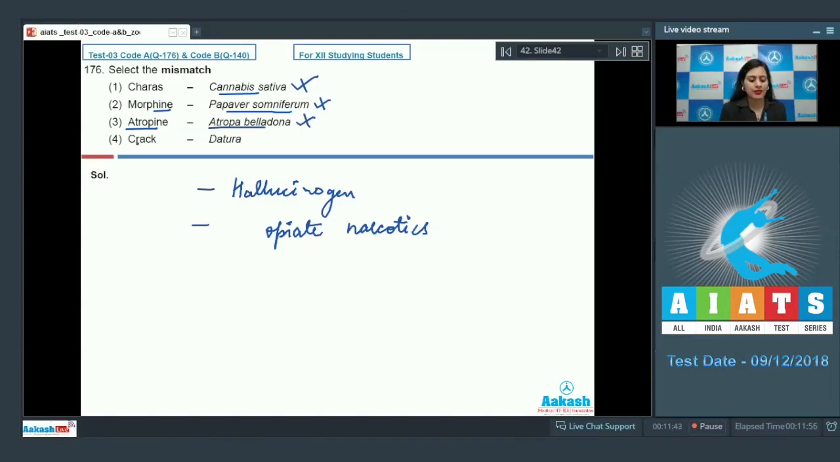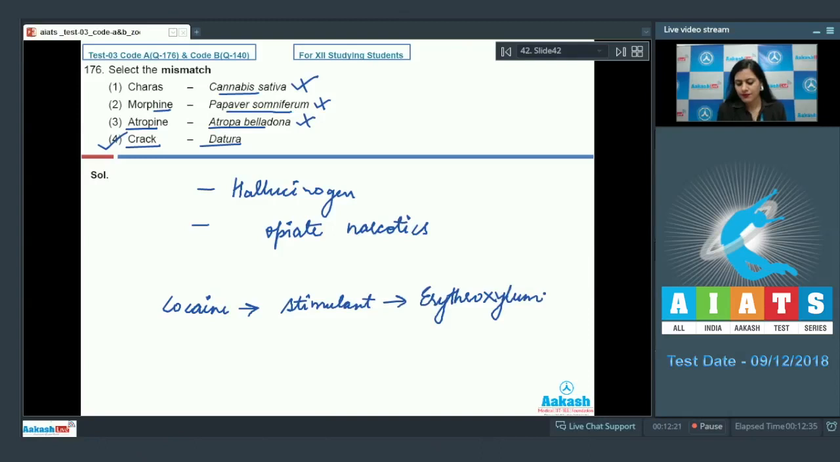The next option given is crack and the match given is Dhatura. And as it is an incorrect match, so this is a correct answer to our question. Because crack, or also known as cocaine, is a stimulant obtained from a plant, Erythroxylum coca. So this is an incorrect match and it's a correct answer to our question.